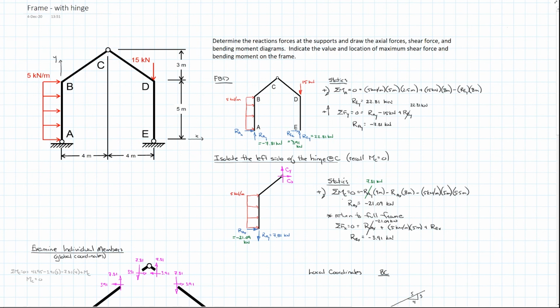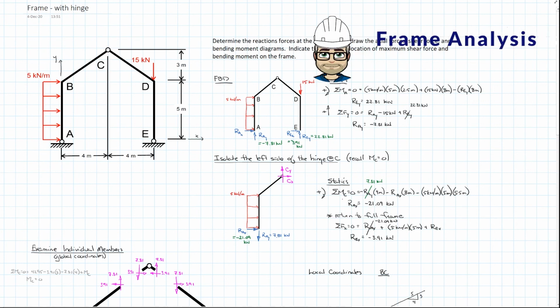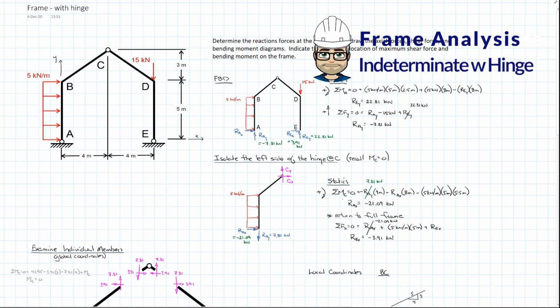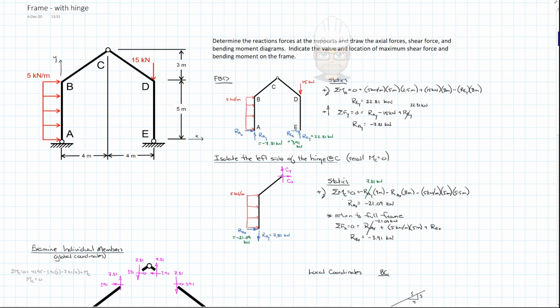So hopefully that's useful to you. Certainly how to apply the hinge, using the sum of the moments at the hinge equal to 0, and a partial free body diagram with the method of sections to resolve your reactions, and then going on to look at each of the members.